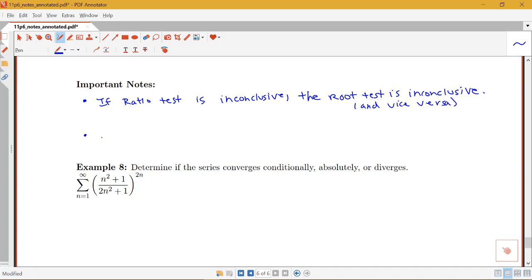The other note that's the same as the ratio test is that a series can't be shown to be conditionally convergent by the root test. The only conclusions when you're using the root test, if the root test actually applies, are that the series converges absolutely or that it diverges.